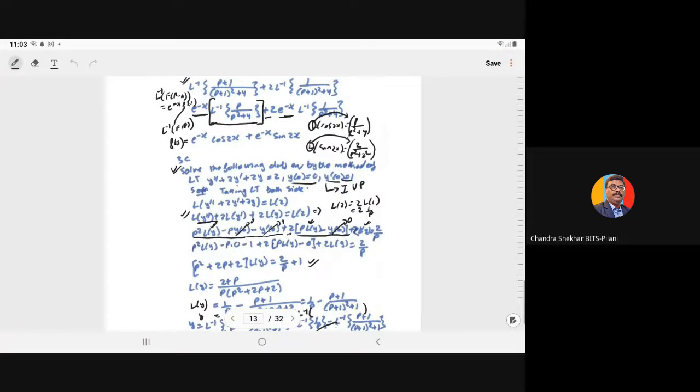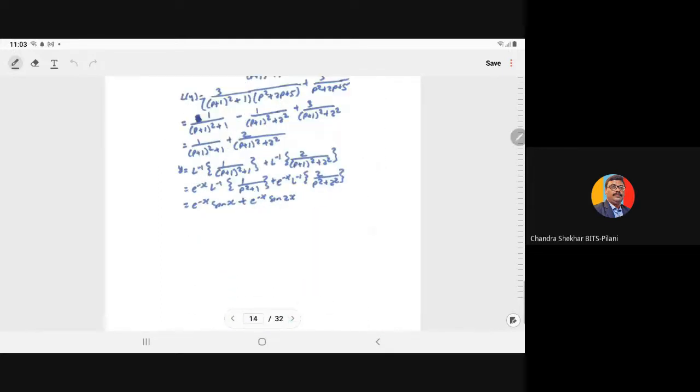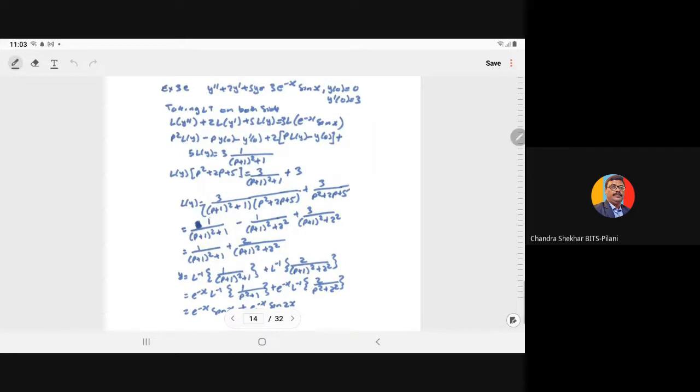Yes, sir. So, in the last class, I started the application of Laplace transform for solving differential equations, and we saw one or two questions. Now, in continuation of that, let us have another question. So this question we have completed. Now, let us have this question.